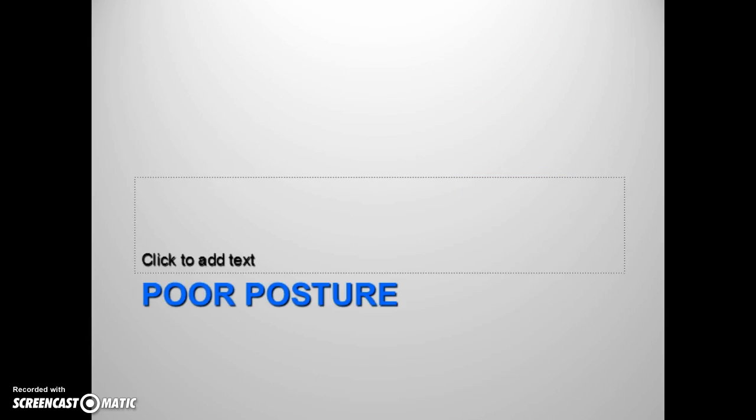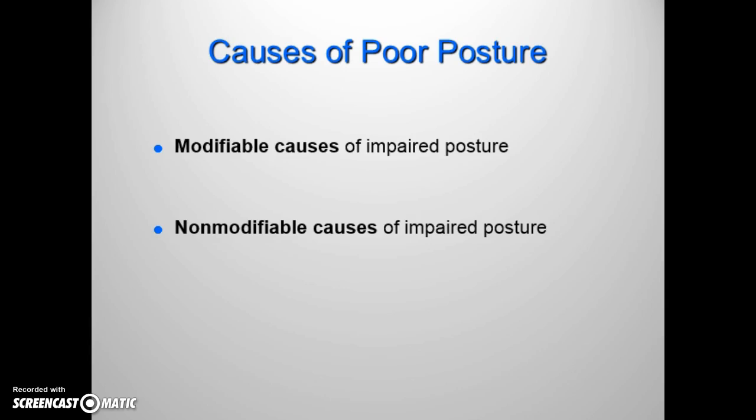Now we're going to talk a little bit about poor posture. There are modifiable causes of poor posture, and there are non-modifiable causes. Modifiable causes are things that can be changed. So examples of these would be differences in muscle length or muscle strength, changes in joint range of motion, muscle spasms, poor postural habits, muscle imbalances, some soft tissue shortening, pain, and fatigue.